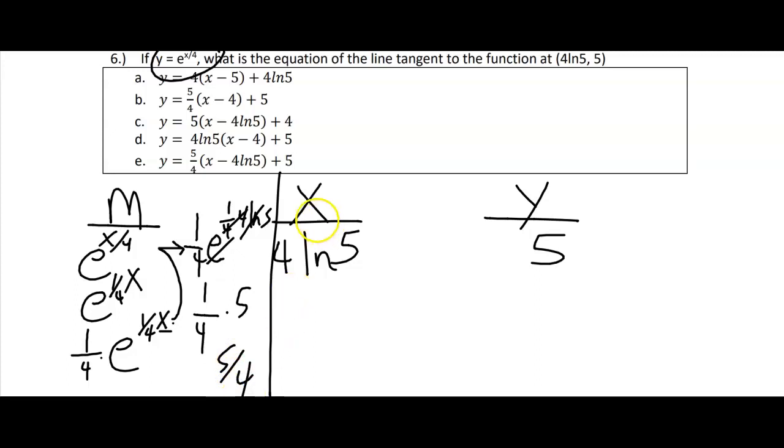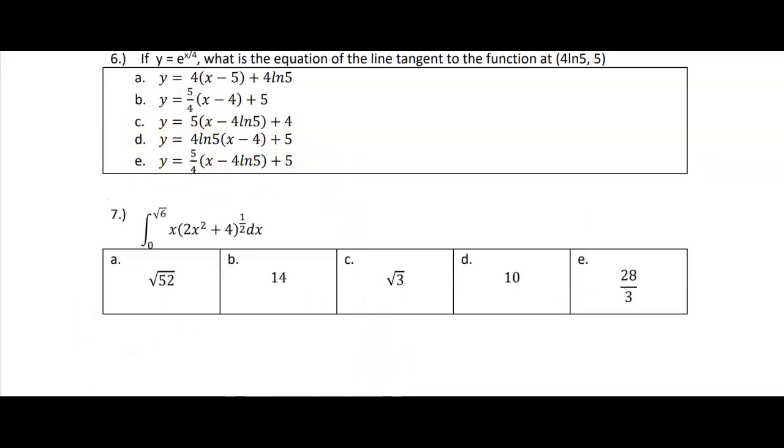So I'm looking for a tangent line with a slope of 5/4, which could be one of these two now, and an x value of 4 times ln of 5, which would be this one, and a y value of 5. So therefore we can see that the answer here would be E. Move on to number 7.